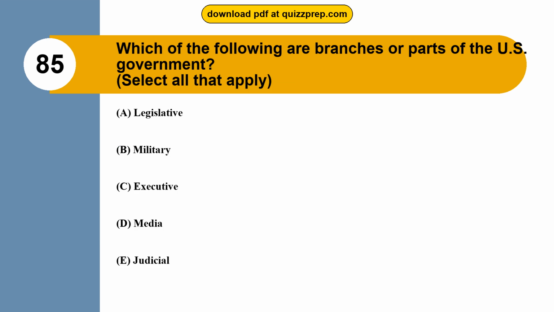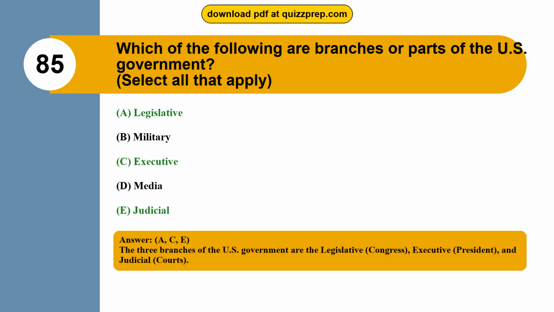Question 85. Which of the following are branches or parts of the U.S. government? Option A, legislative. Option B, military. Option C, executive. Option D, media. Option E, judicial. The correct answers are options A and C and E. Legislative, executive, judicial. The three branches of the U.S. government are the legislative, Congress, executive, president, and judicial, courts.